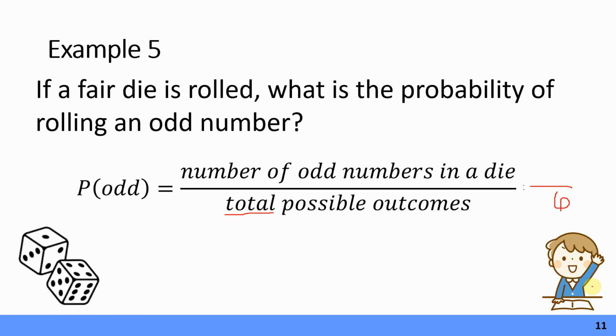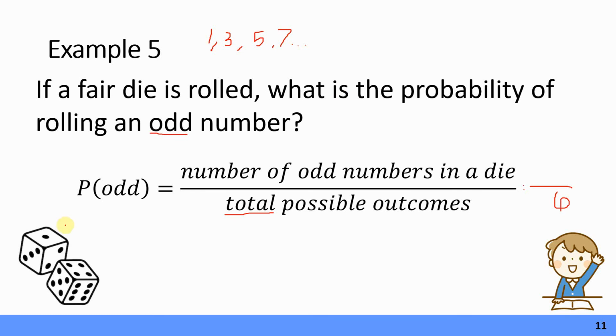Now, out of the 6 options in a die, how many of those are odd? If you have no idea what odd means, odds are numbers like 1, 3, 5, 7, and I could keep on going forever, but you get it. Even numbers are 2, 4, 6, 8, and so on. Odd numbers are 1, 3, 5, 7, 9, and so on. So if I roll a die, what is the probability of rolling an odd number? Out of the 6 options in a die, how many of those are odd?